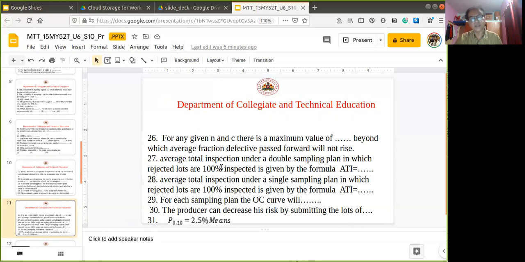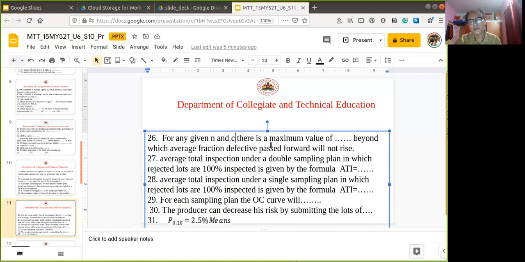26. For a given number n, small n, that is the sample size, and acceptance number, there is a maximum value of the AOQ, beyond which the average fraction defective passed forward will not rise.